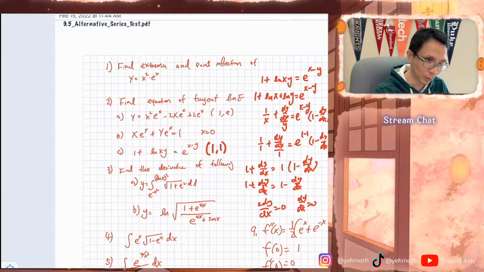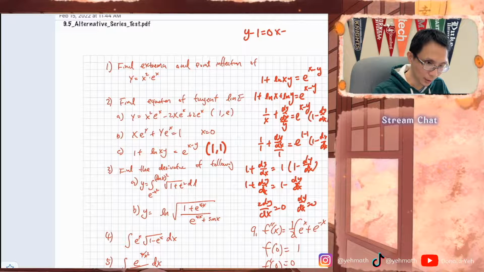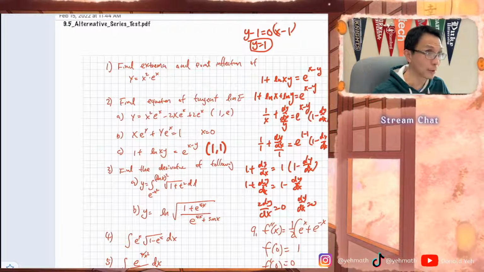And then I just plug into y equals mx plus b. y minus 1 equals 0 times (x minus 1). And if I distribute that, y equals 1. And that's the final answer.